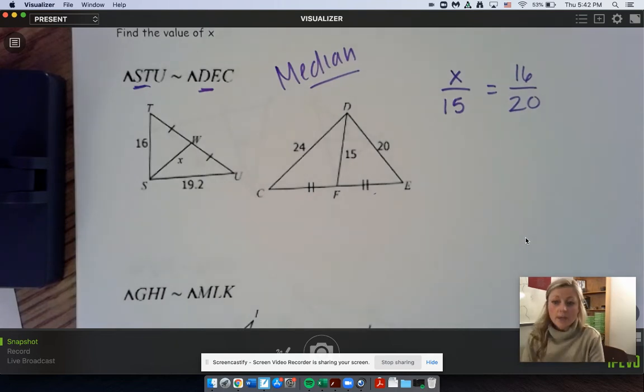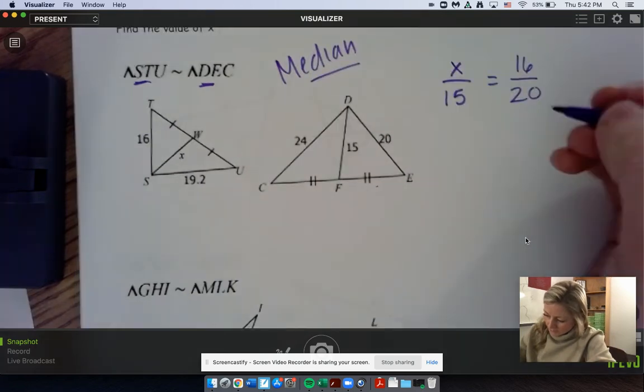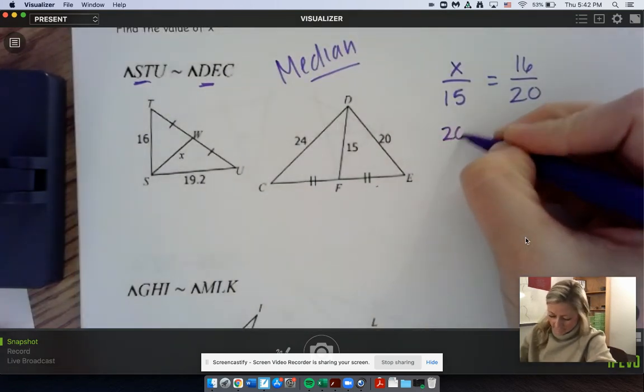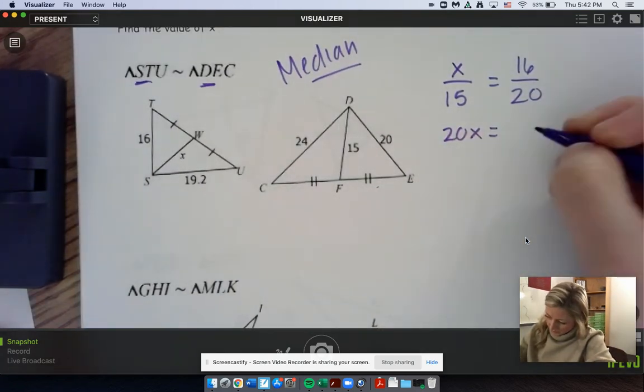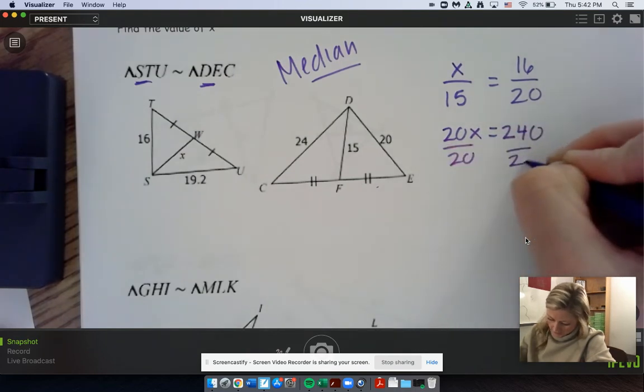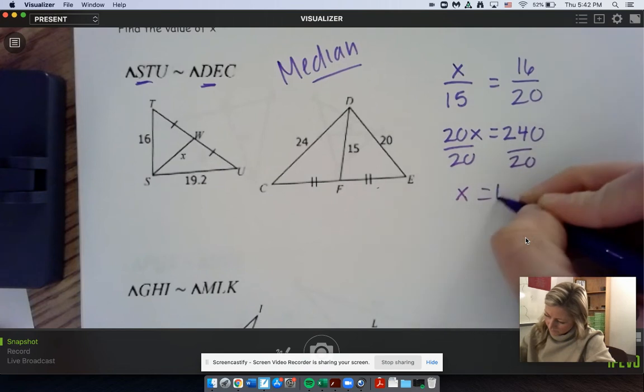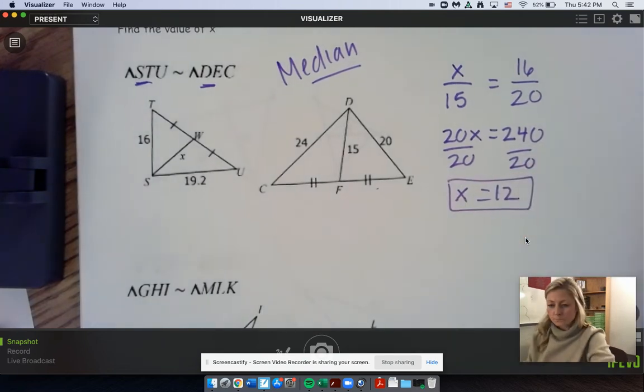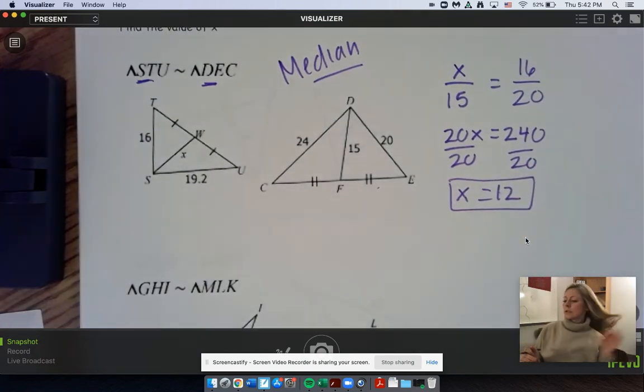Now you do the thing that we've been doing all chapter long, which is cross multiplying. So 20 times x is 20x. 15 times 16 is 240. Divide out, x equals 12. That's it. Okay, let's do another one.